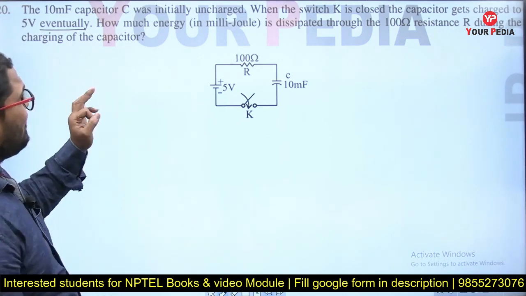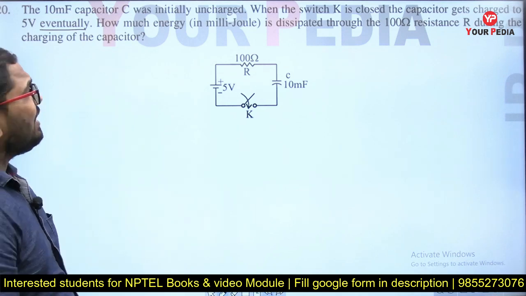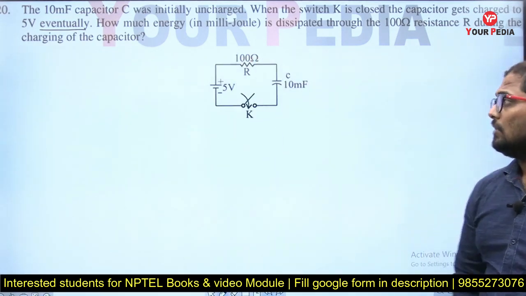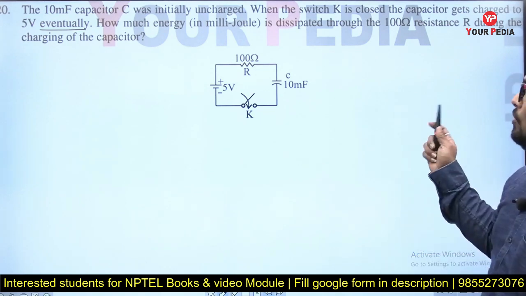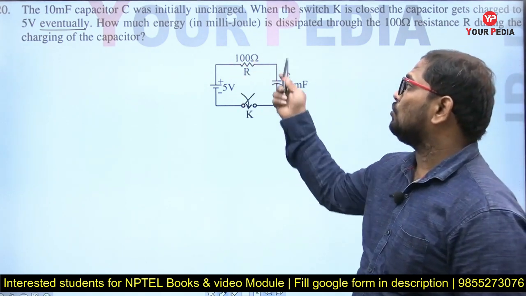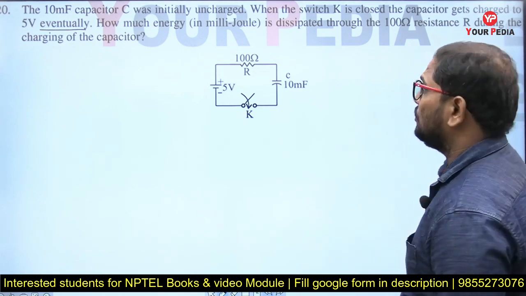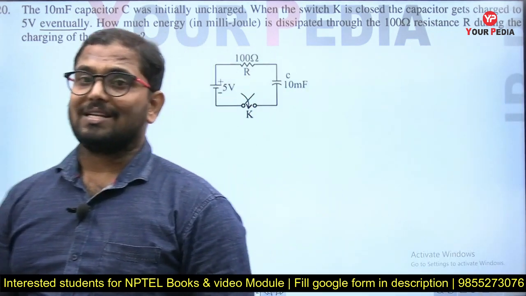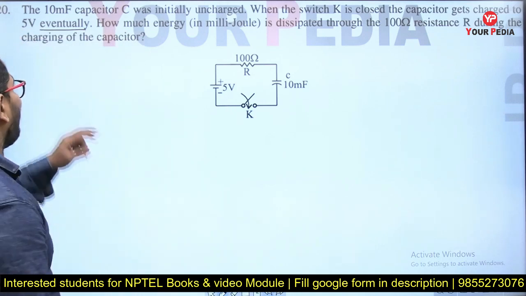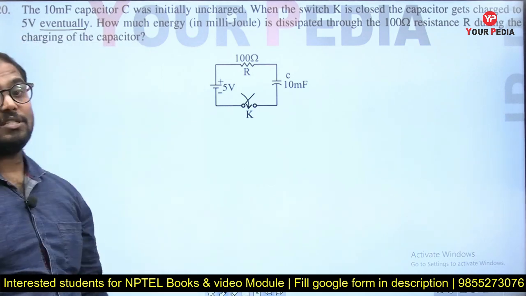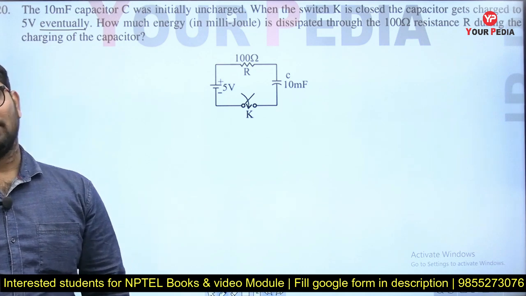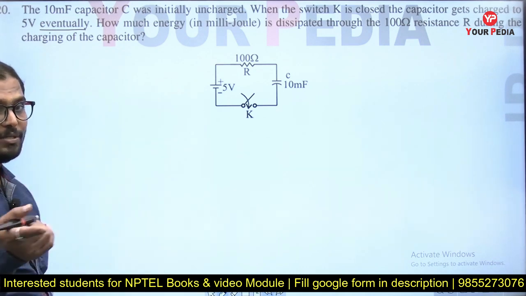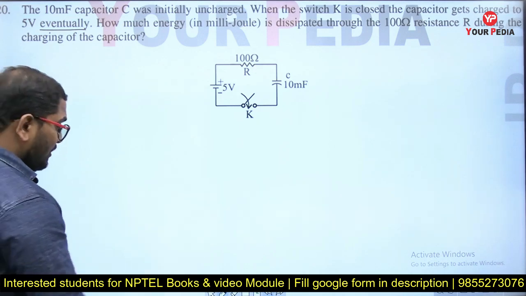How much energy in millijoules is dissipated through the 100 ohms resistance? That is the 100 ohms resistance. How much energy is dissipated through this 100 ohms resistance during the charging process of your capacitor? So during the charging of your capacitor to 5 volts, how much energy will be dissipated through the resistor, not the capacitor. Energy will be stored by the capacitor and dissipated by the resistor.